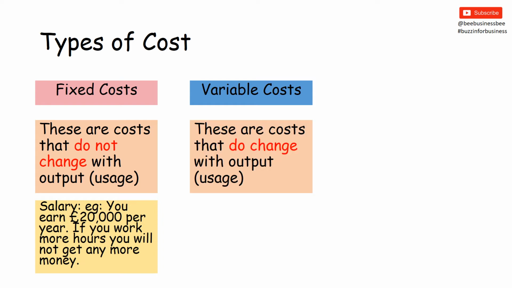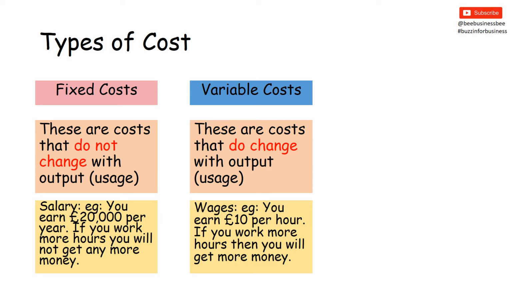Whereas variable costs are costs that do change with output or usage. Again, I've used this example before, but the best example is a wage because that's paid per hour. So if you do more hours, then you get paid more money. So it does change with usage or output.